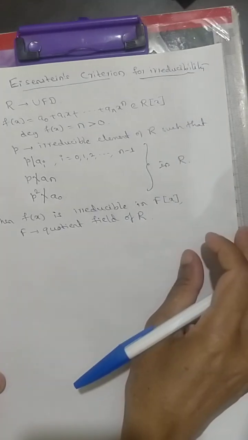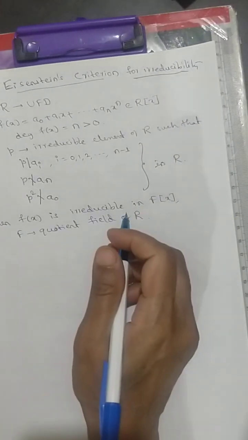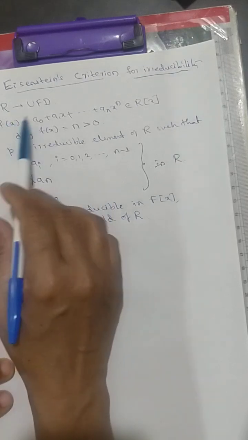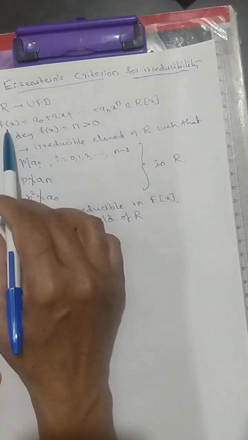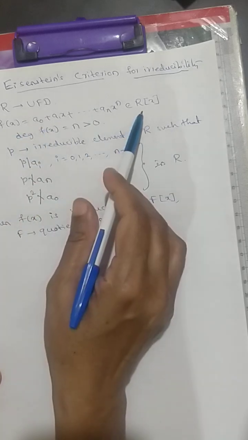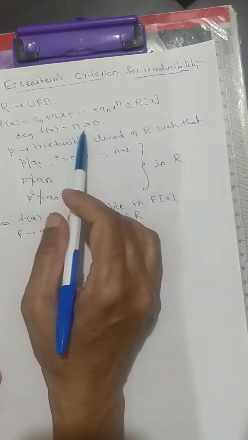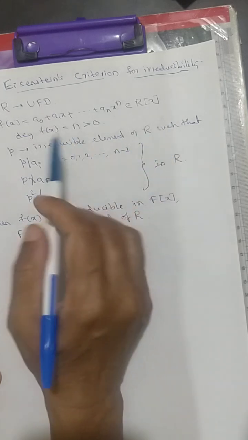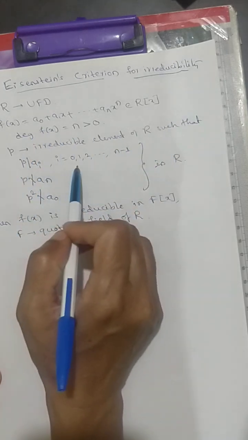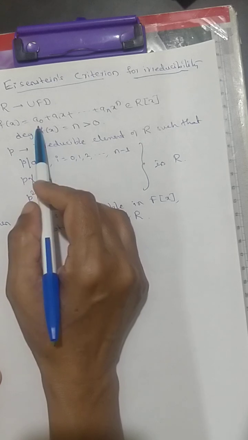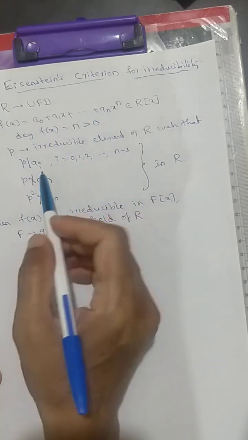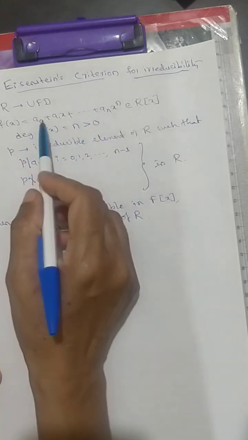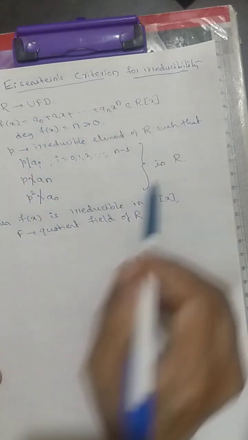We'll consider Eisenstein's criterion for irreducibility of a polynomial. The statement is: let R be a unique factorization domain and consider a polynomial f(x) over R such that its degree is positive, and p be an irreducible element of R such that p divides a_i for i equal to 0 to n minus 1. So p divides a_0, a_1, and so on a_{n-1}, and p doesn't divide a_n, and p squared doesn't divide a_0 in R.